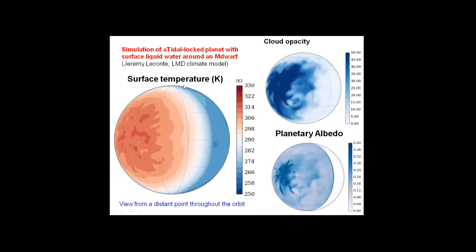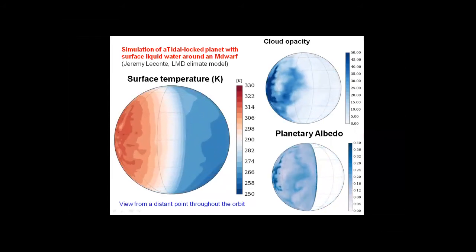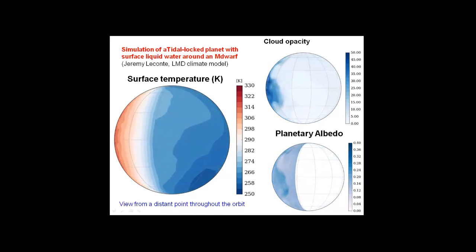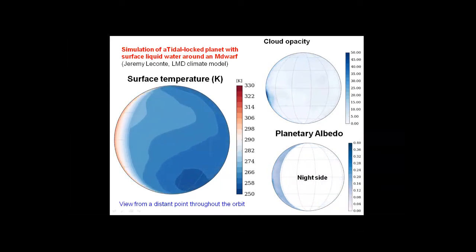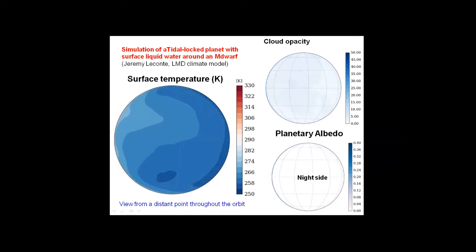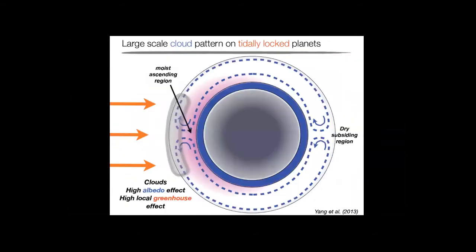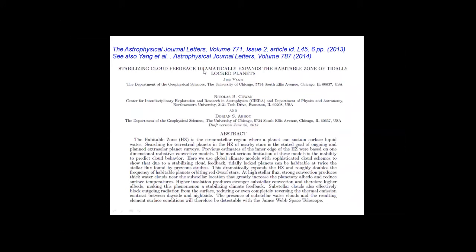What various teams find is that when you are locked, when you're rotating slowly, you tend to form lots of clouds on the day side, and that led to the discovery that this feedback, in a locked planet, dramatically expands the habitable zone of tidally locked planets.